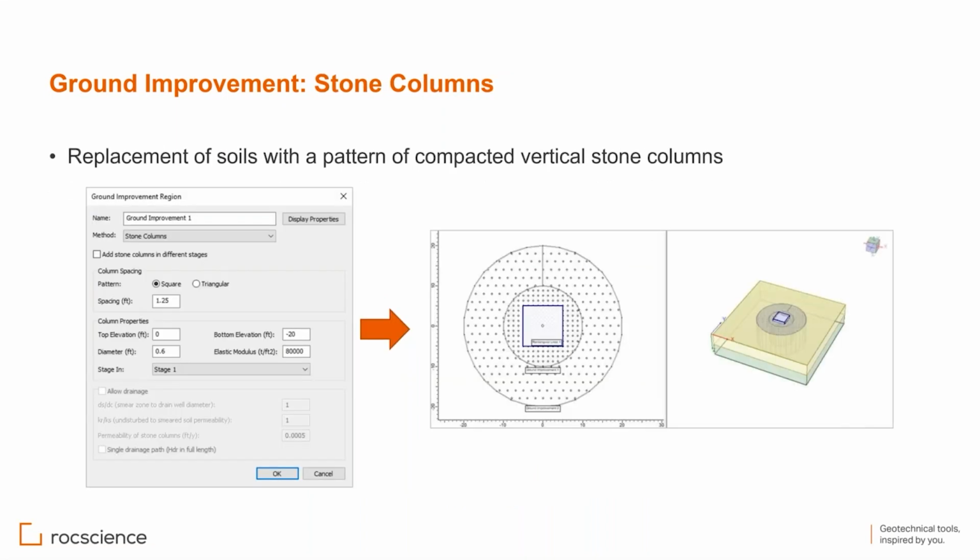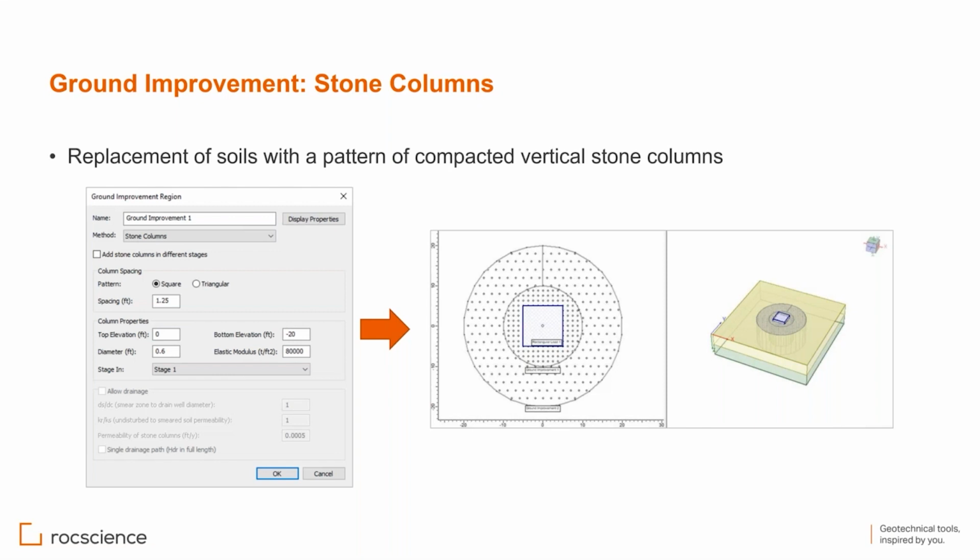Moving on to stone columns. Stone column is a replacement of soil with a pattern of compacted vertical stone columns. As you can see on the diagram on the left, we have the dialog for the stone columns, and you can define different parameters. And as we can see on the right-hand side is a model where you can define any region with different spacing and different stone columns.